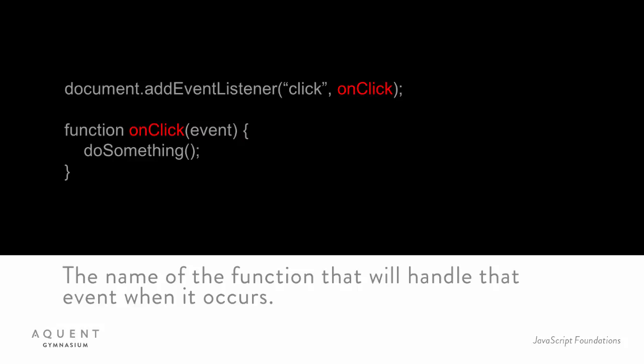Finally, there's the function itself. This is just a regular old function. A common way to name these functions is using the word on plus the name of the event. So we have onClick. Other variations specify the element that's the source of the event, such as onStartButtonClick. Again, this function will execute when the specified event occurs.